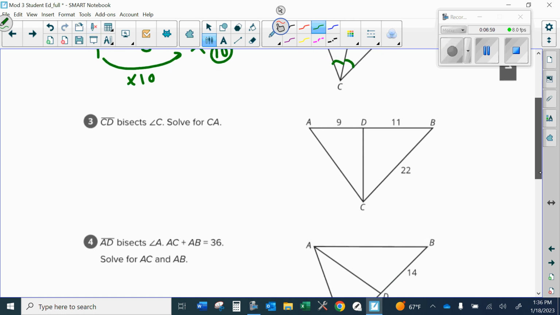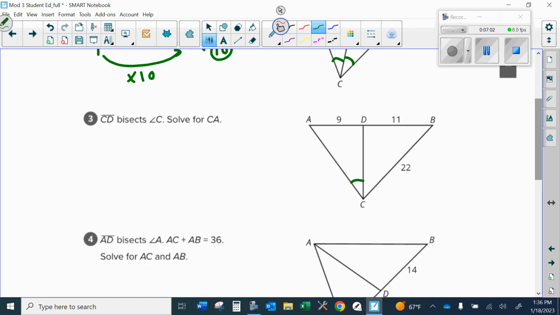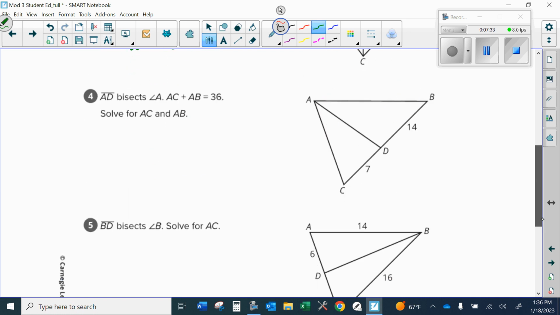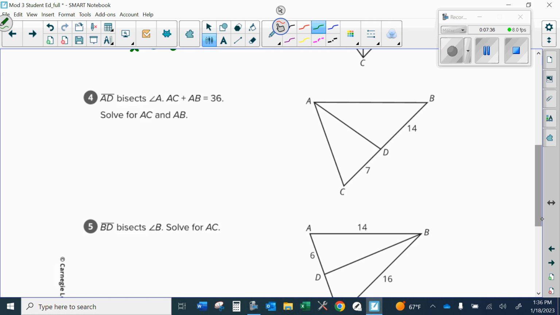So, okay, so here's another one. It says it bisects it. Okay, so again, I could go this way and say 11 times 2 is 22. So 9 times 2 is 18. If I'm not needing to show any work. If I need to show work, I would say, for example, 9 over x equals 11 over 22. And of course, I want to reduce this down to 1 over 2. And then I can cross multiply and I get x equals 18. Okay. Here, AD bisects angle A again.